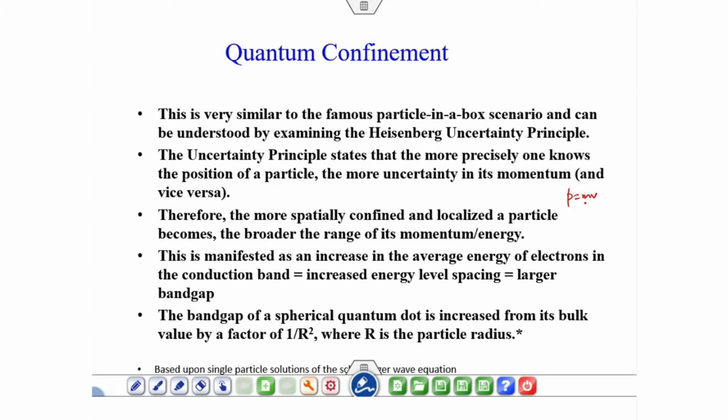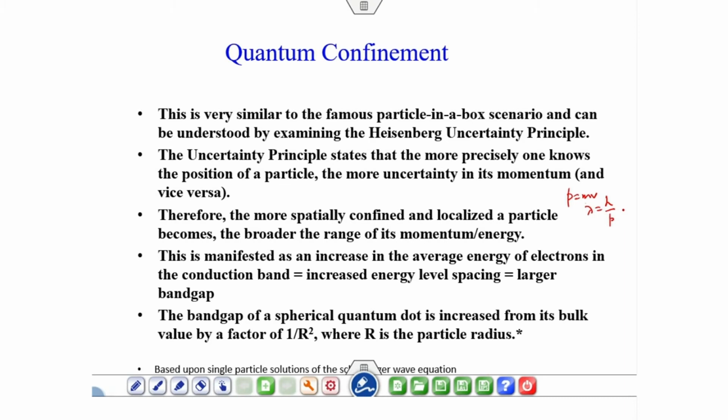And P is related to the wavelength of the particle by de Broglie's equation, right? That is, lambda is equal to h by p. So therefore, the more spatially you confine and localize a particle, the broader will be the momentum or energy. Broader means what? The breadth of the momentum energy will be much, much larger. So the more you confine the particle to the dimensions, like if you go from 2D to 0D, the broader will be the range of momentum energy.